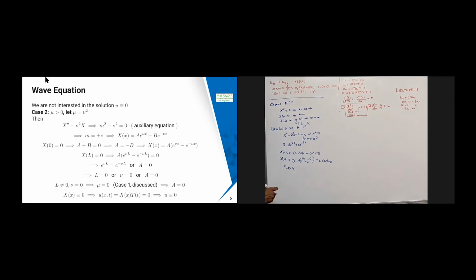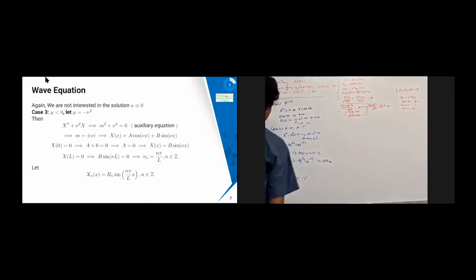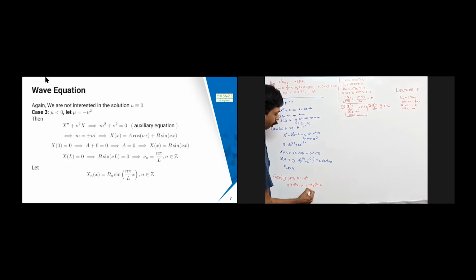Let us consider case number 3. This is the only case in which we are going to get the solution. So again I am going to consider mu less than 0. In that case I can write mu equal to minus mu square. If mu is equal to minus mu square, then I am going to get x double dash plus mu square x equal to 0, which implies the auxiliary equation is m square plus mu square equal to 0, which implies m equal to plus or minus mu i.